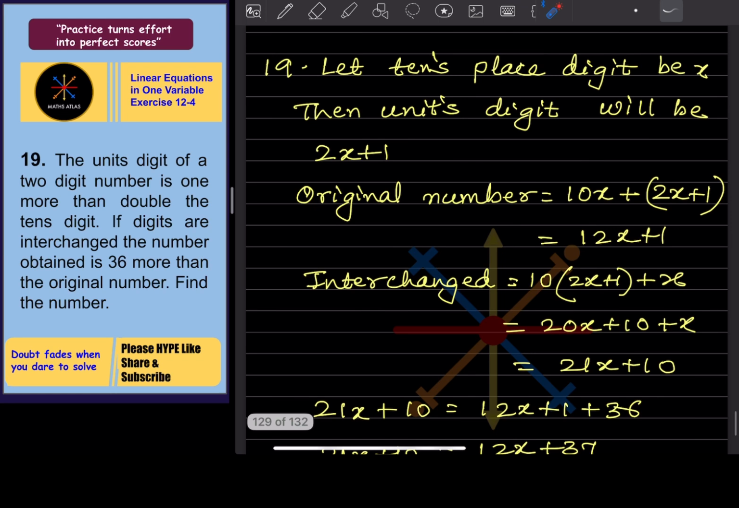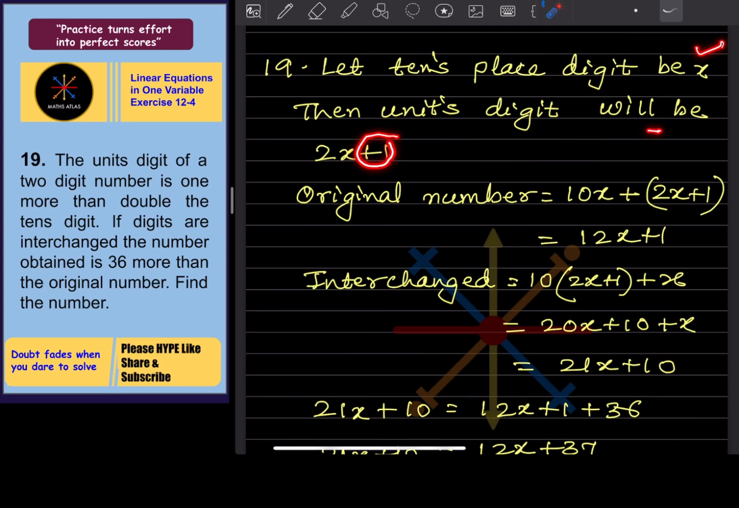The next one is: the unit digit of a two-digit number is 1 more than double the tens digit. And if the digits are interchanged, the number obtained is 36 more than the original number. And then you have to find the number. So again, here the tens place digit we can consider as x, and the units place digit is, they said, 1 more, meaning plus 1, than double the tens digit.